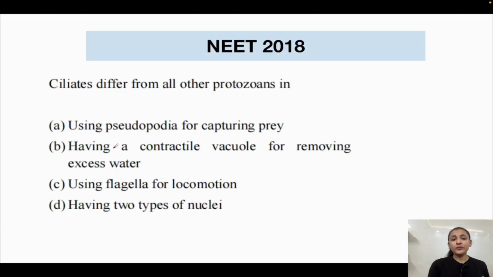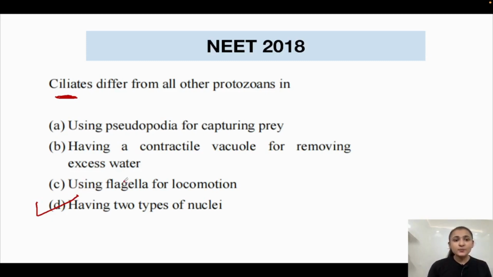Okay. Now coming to NEET PYQs. Ciliates differ from all other protozoans in using pseudopodia for capturing prey, having a contractile vacuole for removing excess water, using flagella for locomotion, or having two types of nuclei. So what is the unique characteristic in ciliates which differs from all other protozoans? That is, we just studied that they have two types of nuclei. That is, they show nuclear dimorphism. So the correct answer is option number 4.